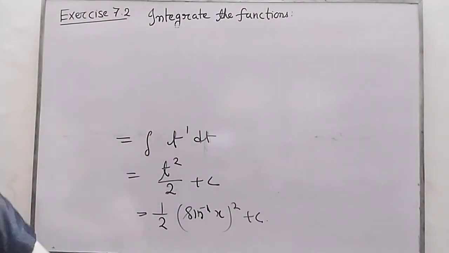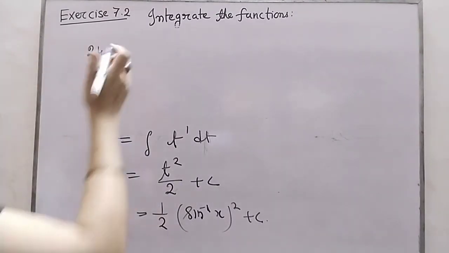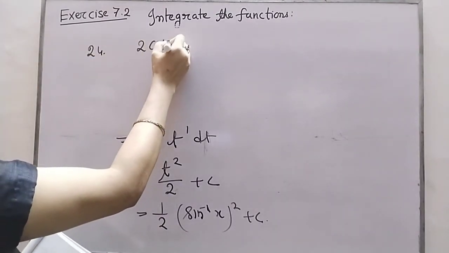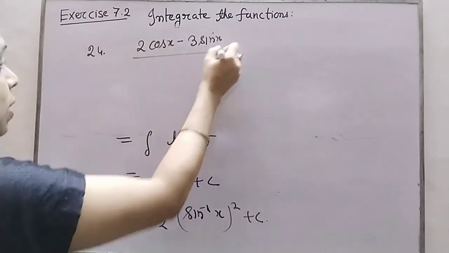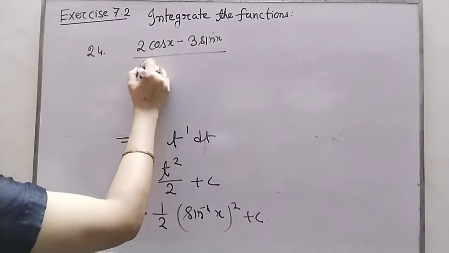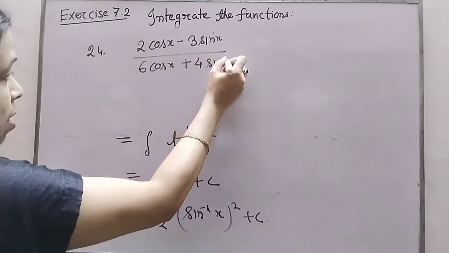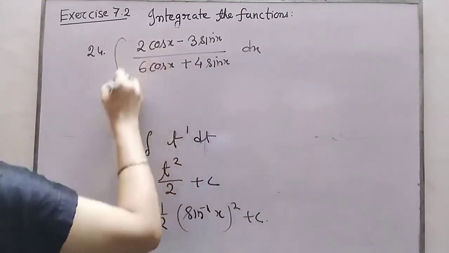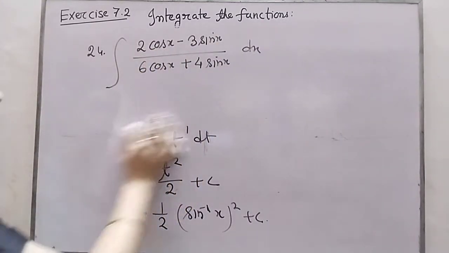Question number 24 is the integral of (2 cos x minus 3 sin x) divided by (6 cos x plus 4 sin x) dx. Let us proceed now.